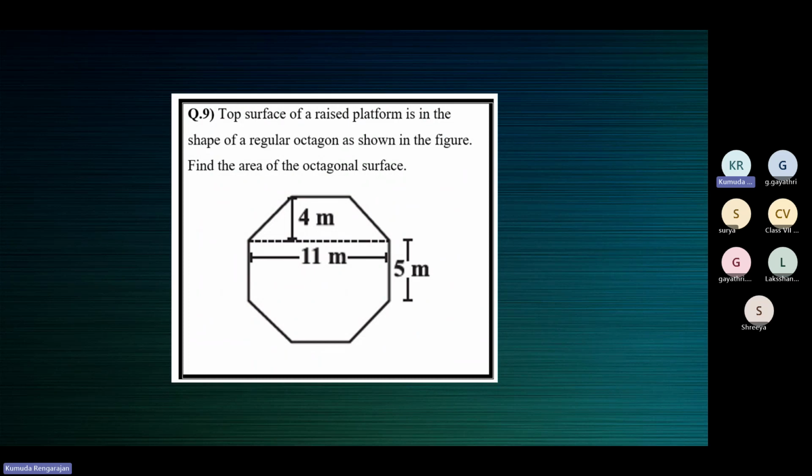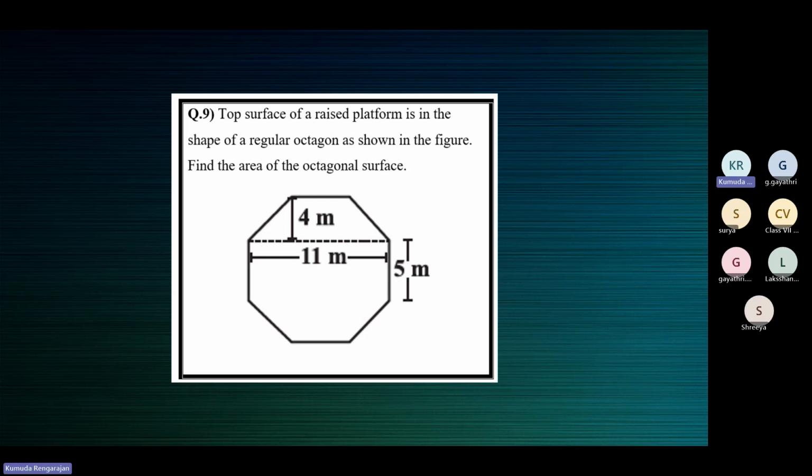Here's the next one. The top surface of a raised platform is in the shape of a regular octagon. How many sides does an octagon have? An octagon has 8 sides. Octopus, yeah, an octopus has 8 tentacles. Similarly, octagon has 8 sides, and it's a regular octagon, which means all the 8 sides are equal.